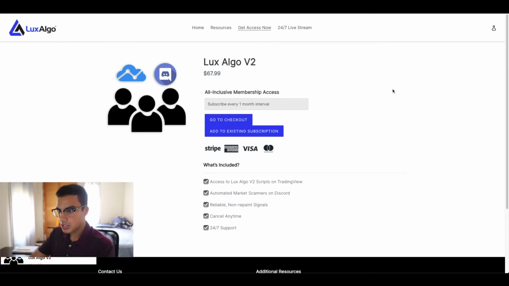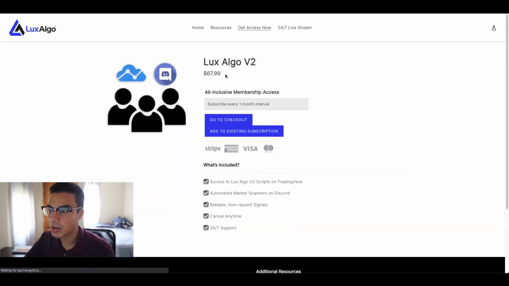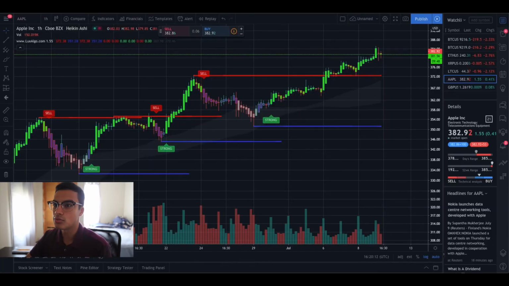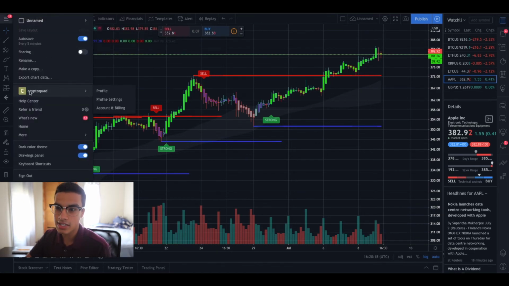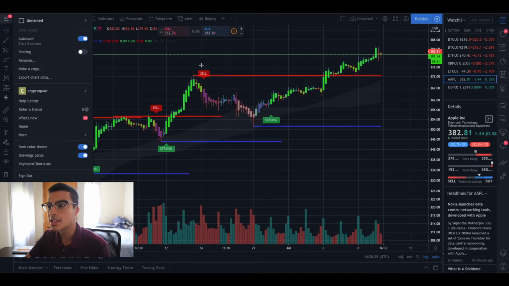So if you guys are interested in getting this Lux Algo, once you're there, all you're going to do is click get access now. The price is $67.99 now. They did raise the price. I got in when the price was a little lower, but remember, you guys can get that 10% off. Just use the promo code Forest10. You're going to click go to checkout, fill in all your information, and pay. Once you have all that set, they're going to ask you for your TradingView. So before you even do that, make sure you have a TradingView account. They're going to ask for your profile name. So this is mine, Crypto Quad. Once you sign up, they're going to ask you to make one. Just copy this, and they're going to ask you for it. So just paste that.